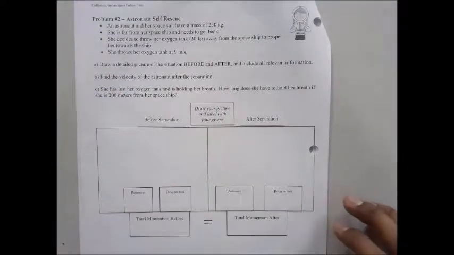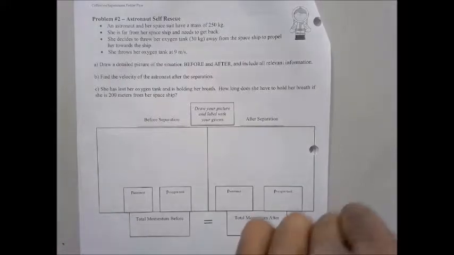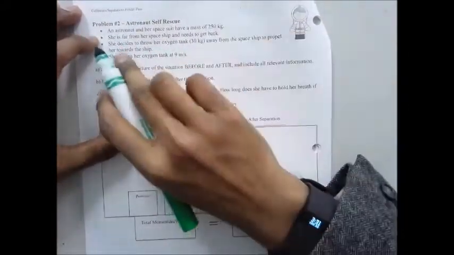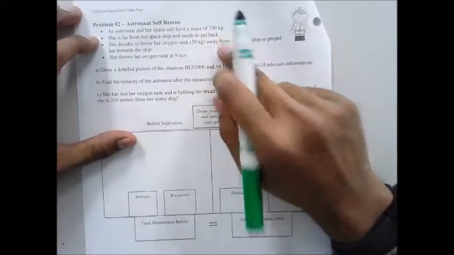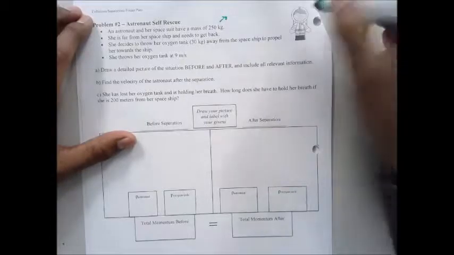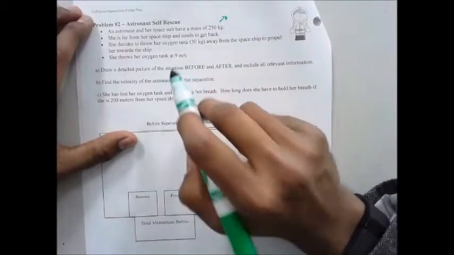Alright, I'm going to go ahead and get started by drawing the situation. So an astronaut in her spacesuit would have a mass of 250 kilograms. She is far from her spaceship and needs to get back. So she decides to throw her oxygen tank, 30 kilograms, away from the spaceship to propel her towards the ship. She throws her oxygen tank at 9 meters per second.